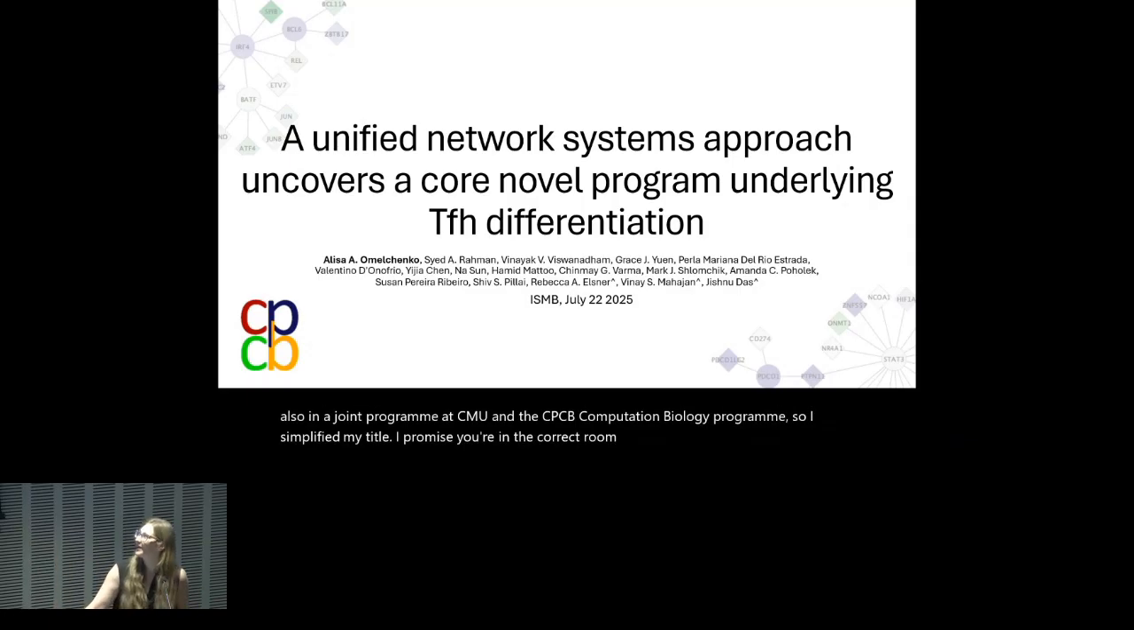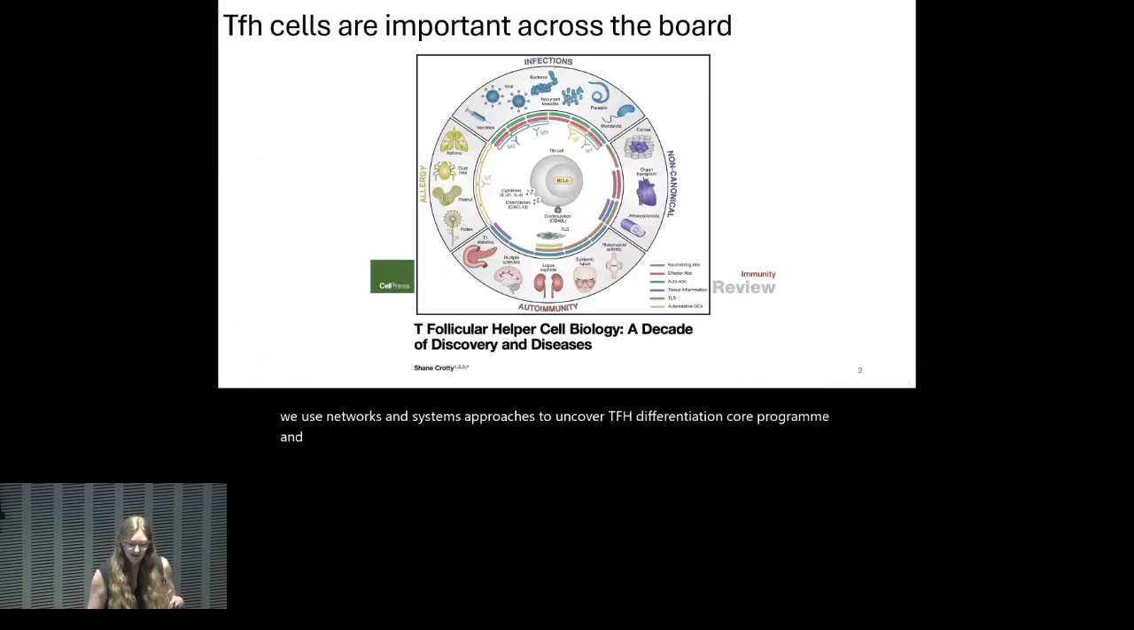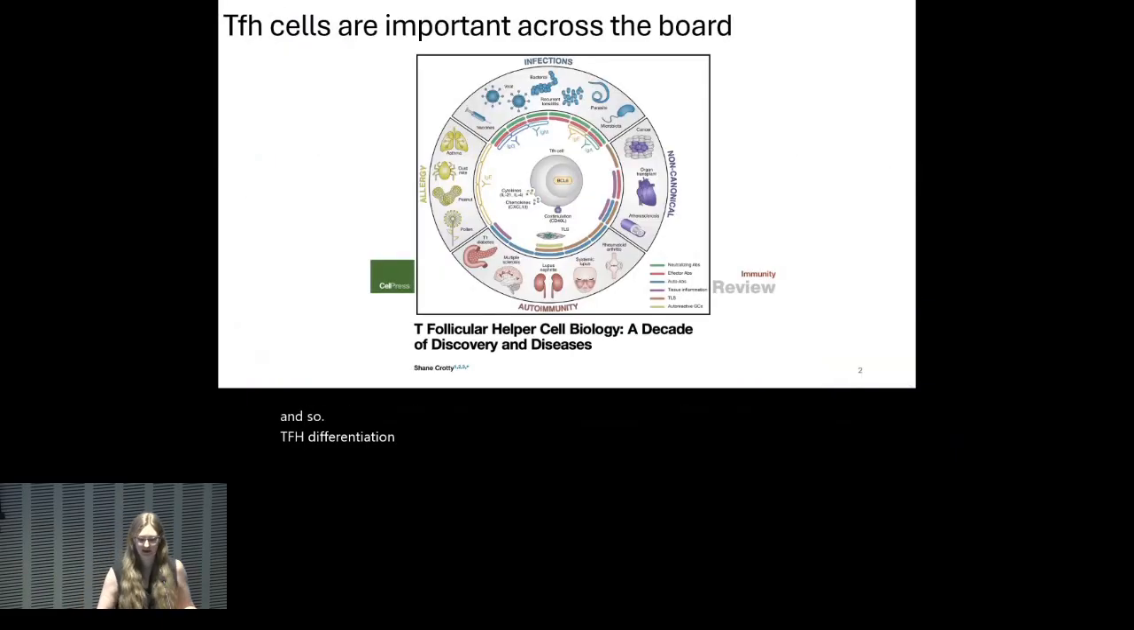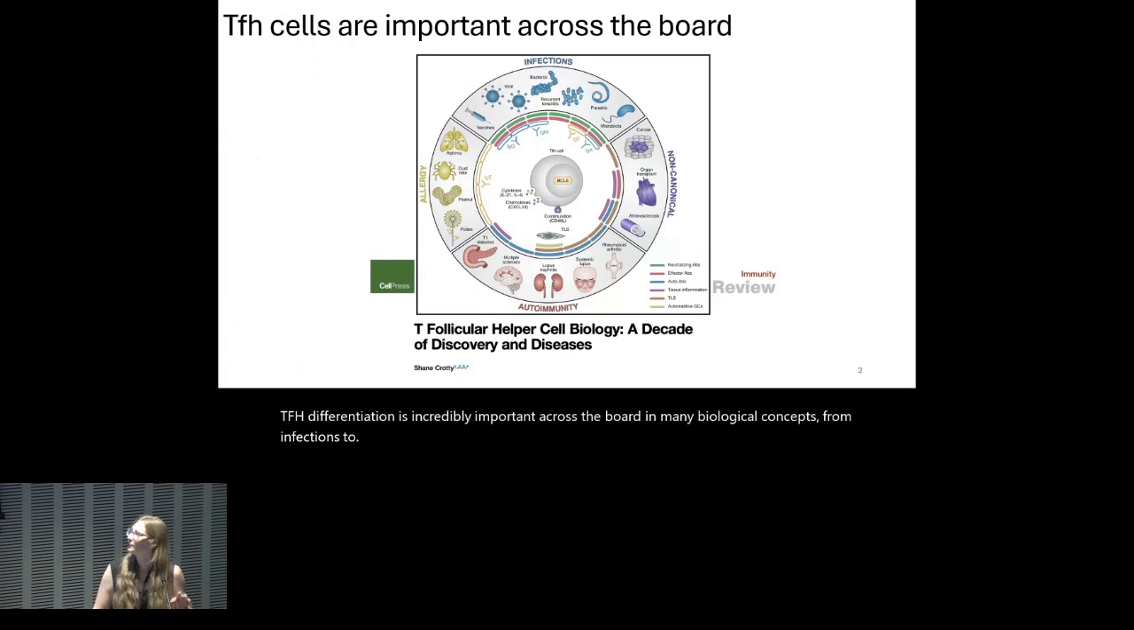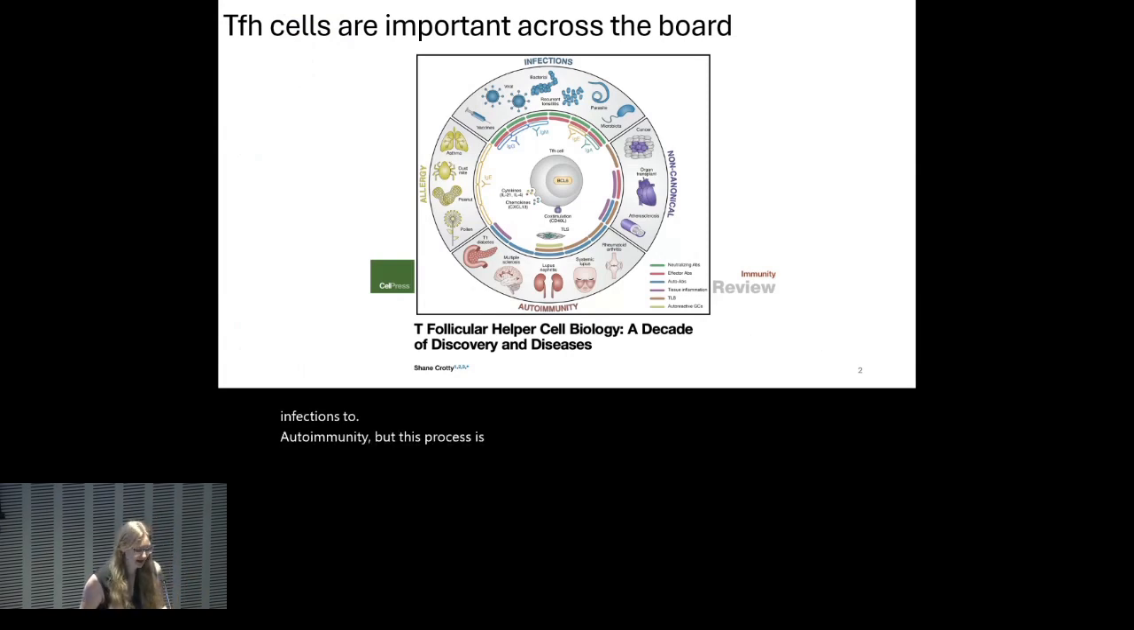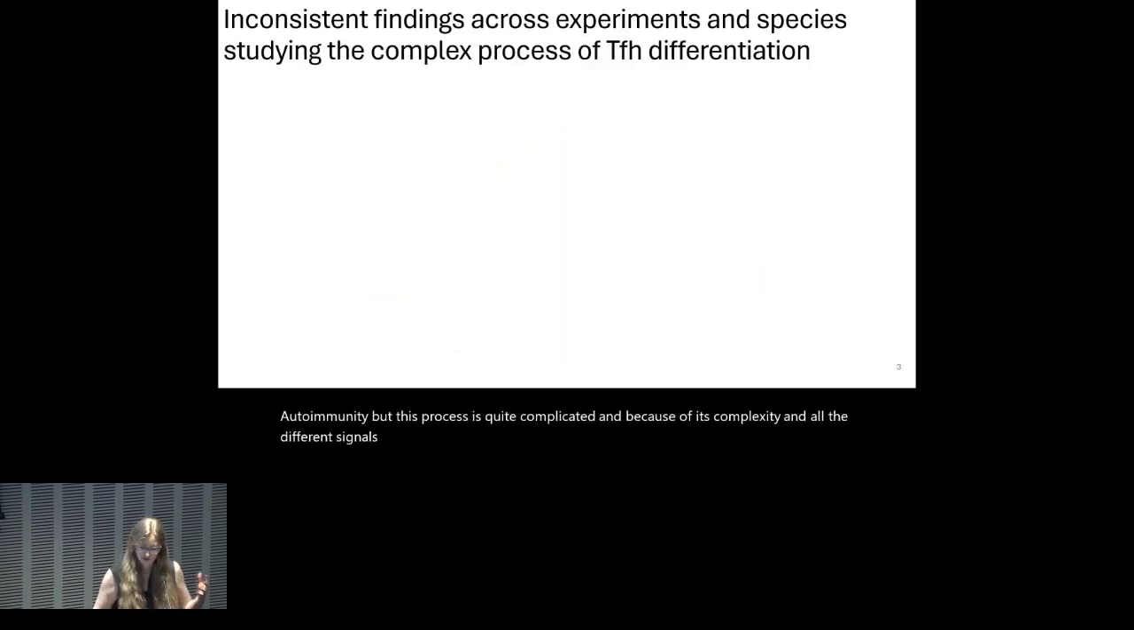And today I will be talking about how we use networks and systems approaches to uncover the TFH differentiation core program. TFH differentiation is incredibly important across the board in many biological contexts, from infections to autoimmunity. But this process is quite complicated, and because of its complexity and all the different signals that you're getting to get these TFH cells, there have been a few inconsistencies across experiments and species.